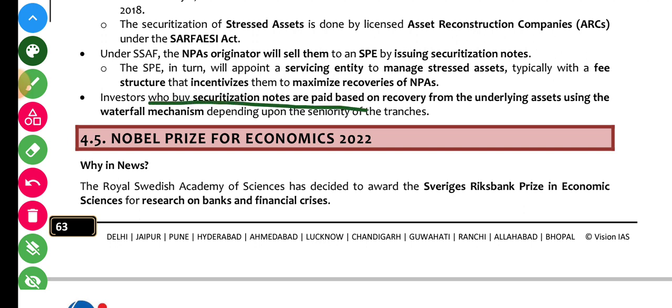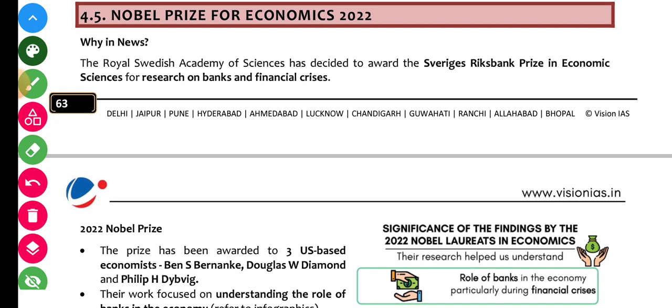Investors who buy securitization notes are paid based on the recovery from the underlying assets using the waterfall mechanism, depending upon the seniority of the tranches. So keep this in mind.